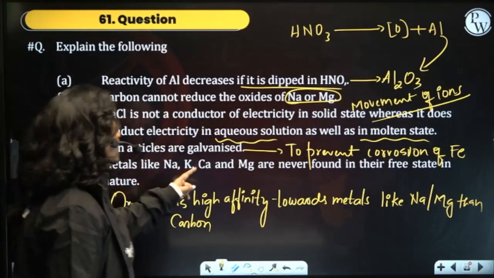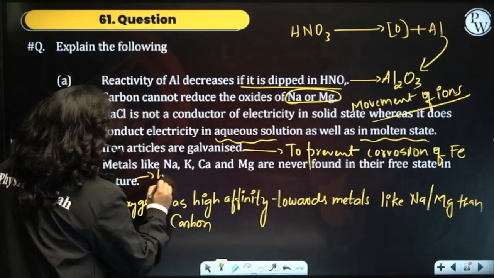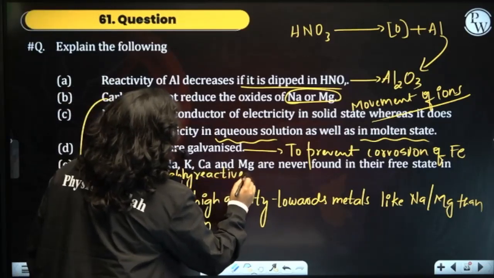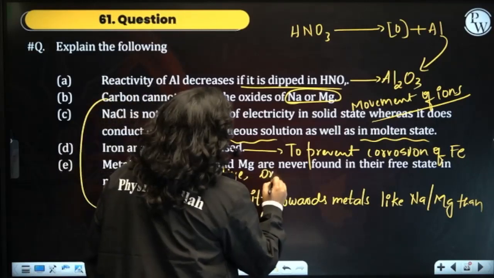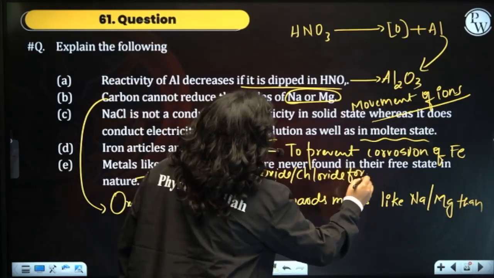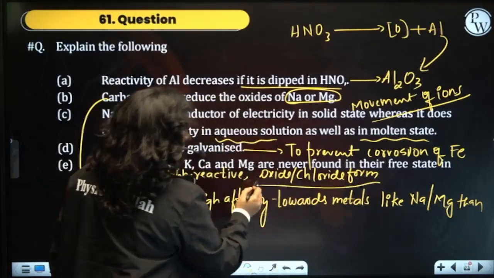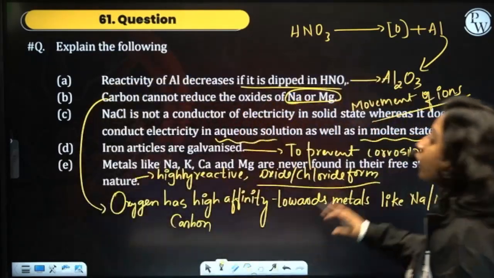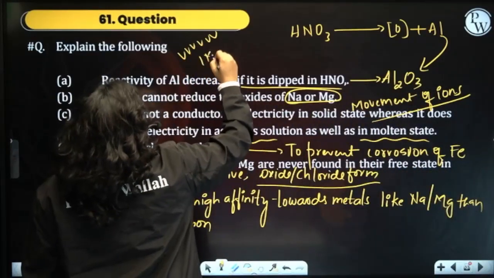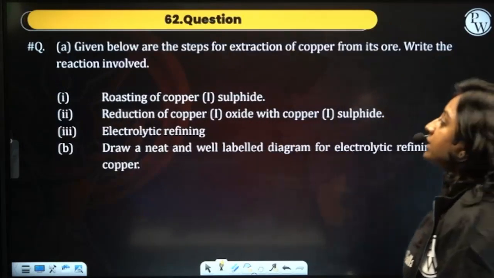Metals like sodium, potassium, calcium, magnesium are never found in their free state because they are highly reactive and either present in the form of oxide or chloride form. Correct? So very important reasoning type of questions. Very important. Because most of the time from this chapter they focus on reasoning type of questions only.